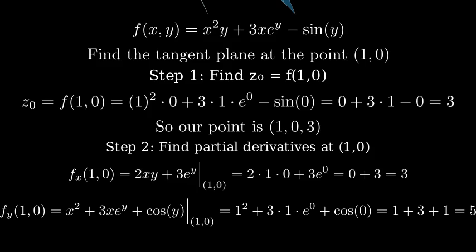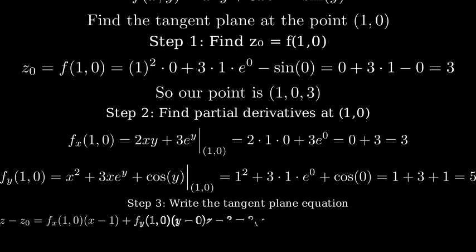Plugging in x equals 1 and y equals 0, we get 2 times 1 times 0 plus 3 times e to the 0, which equals 3. Similarly, the partial of f with respect to y equals x squared plus 3x times e to the y plus cosine of y. At the point (1, 0), this gives us 1 squared plus 3 times 1 times e to the 0 plus cosine of 0, which equals 1 plus 3 plus 1, which equals 5.